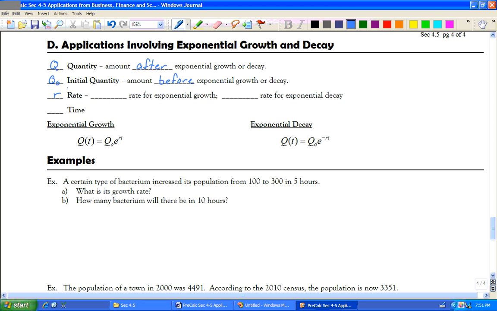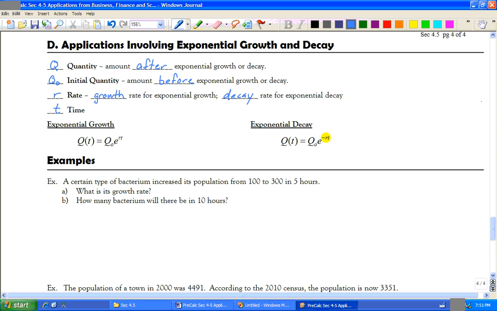Lowercase r is our rate. It's called a growth rate for exponential growth, and it's called a decay rate for exponential decay. That makes perfect sense. And then t is our time. So we have an exponential growth and decay equation. You can see that those equations are almost identical to each other. The only difference is in the exponential decay equation, you'll see that our exponent is negative rate times time.